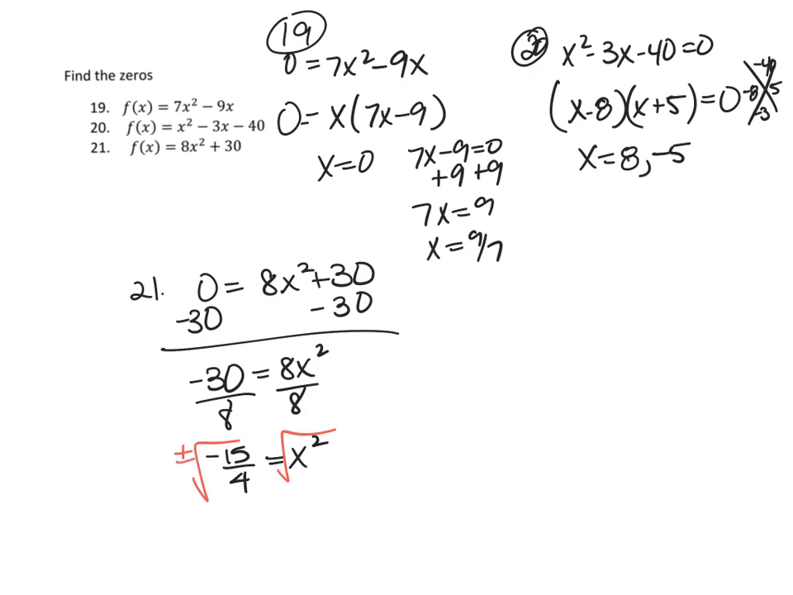Now sometimes you'll see me simplify the fraction and sometimes you won't. I simplify it when I don't have perfect squares in the top or the bottom. In this case, 8 is not a perfect square, but if the bottom was already a 4, I would leave it. And so I get x equals plus or minus i square root 15 over the square root of 4, which is 2.